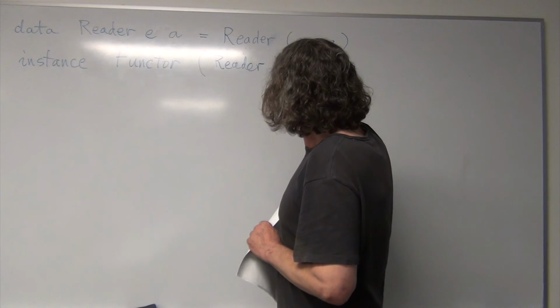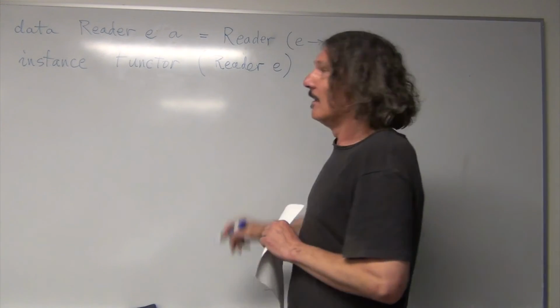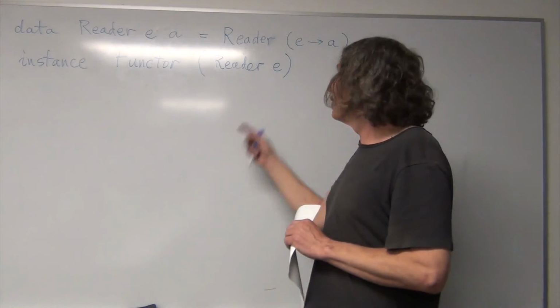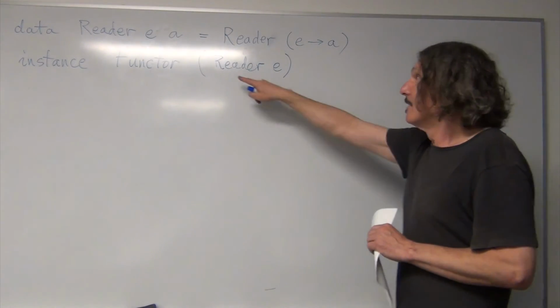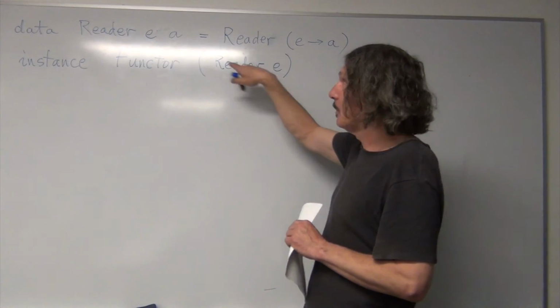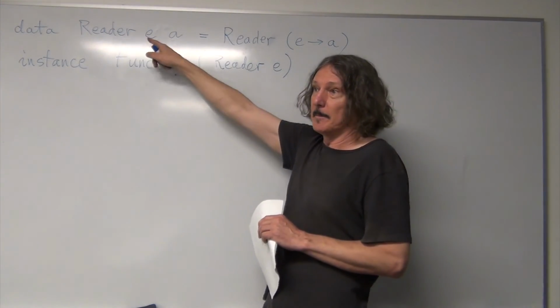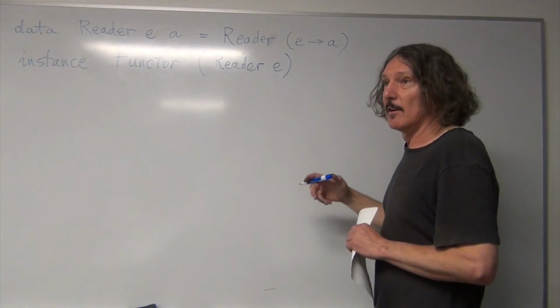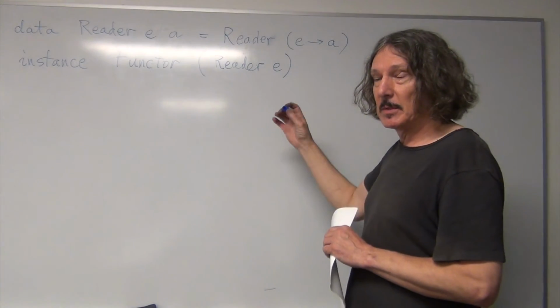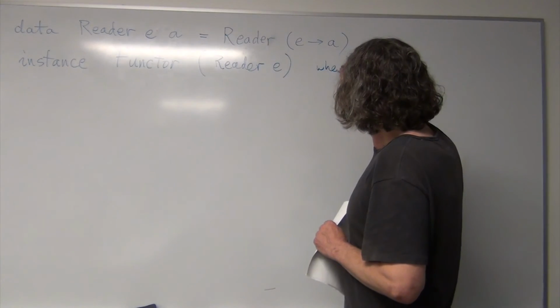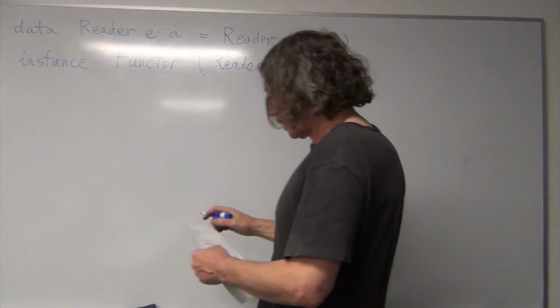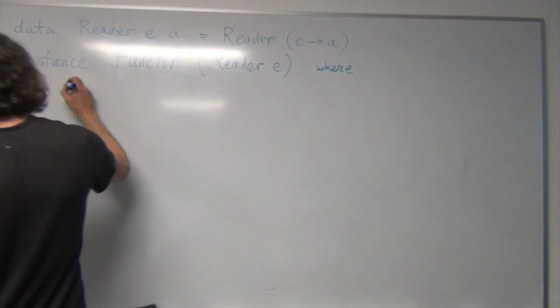Reader of E is a type constructor. It requires another thing. It requires an A. So it's a partially applied type constructor that takes 2 arguments. It's applied to 1 argument. It still requires an A. Okay? And now we have to define fmap.